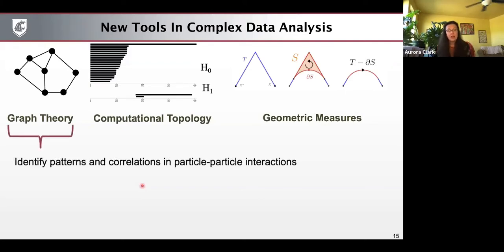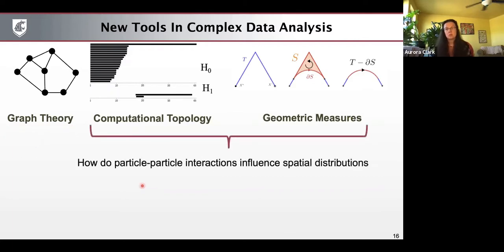And so in the context of graph theory, what we're interested in is using graphs to identify patterns and correlations in particle-particle interactions. And for computational topology and geometric measures, what we want to do is understand the result of those particle-particle interactions and understand how they're influencing things like spatial distributions.